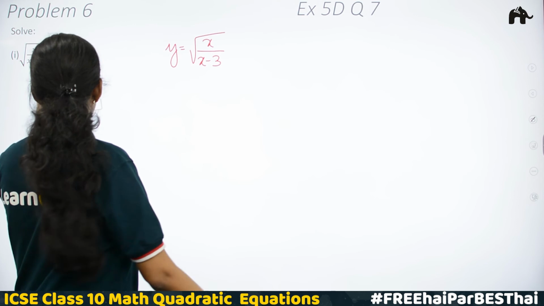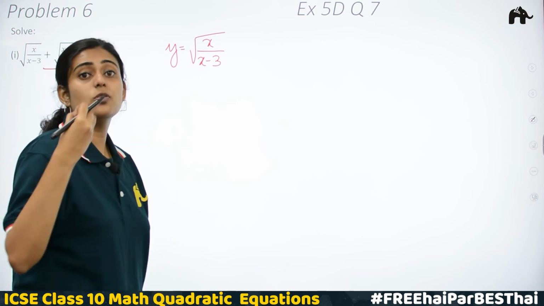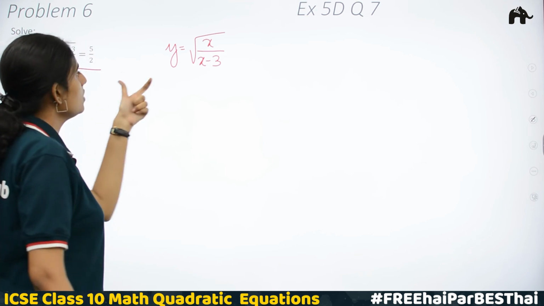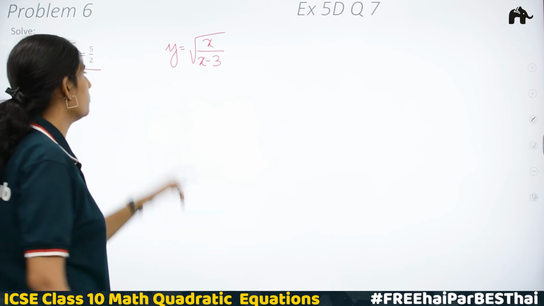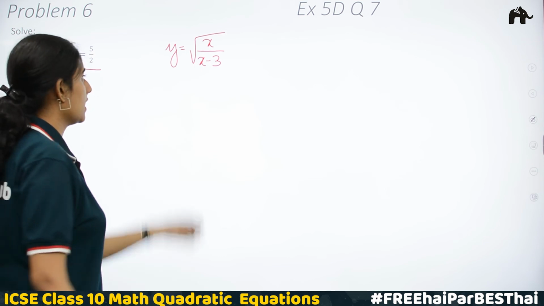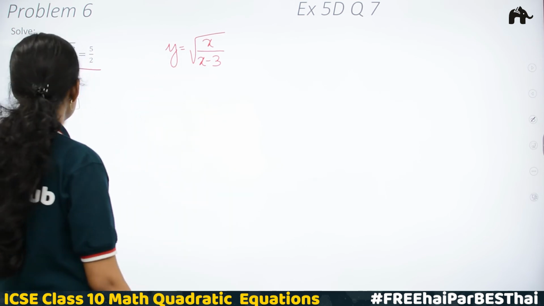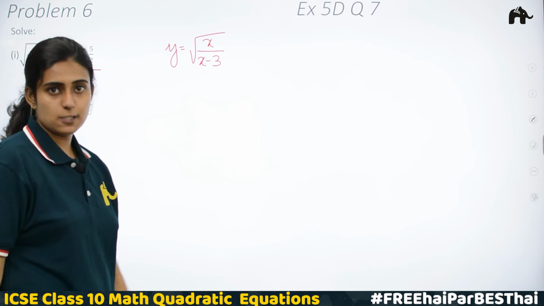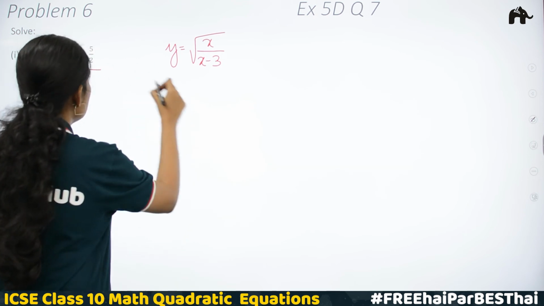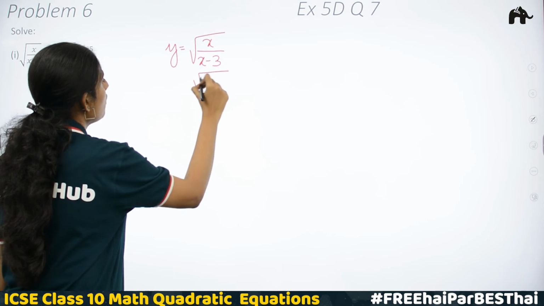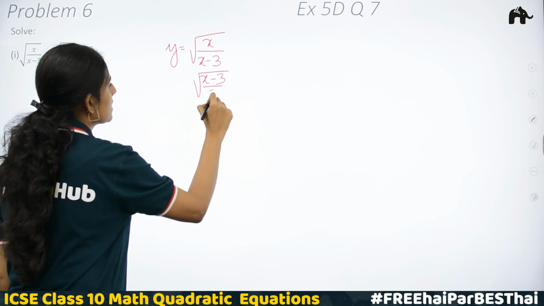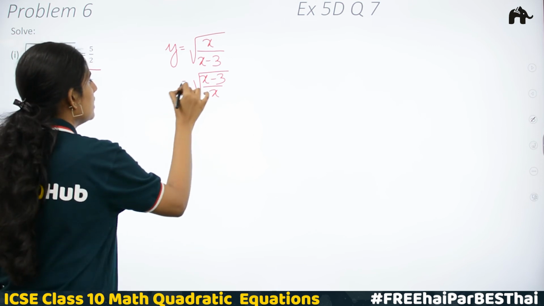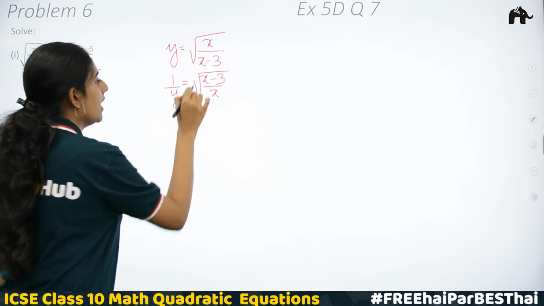Okay. If you get these type of questions, that is you don't have the x square term, then we need to reduce it to the quadratic form. For that you have to put a substitution, that is y is equal to whatever it is here. Let's take y is equal to root of x by x minus 3. Then what is root of x minus 3 by x? That is the second term. Just the reciprocal, it is equal to 1 by y.